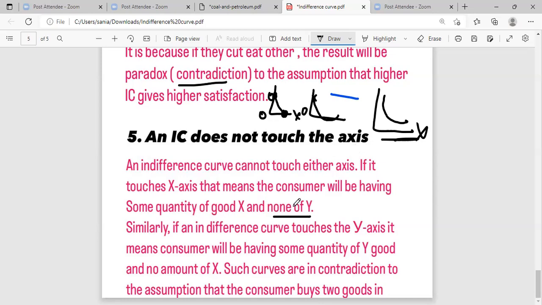If your indifference curve touches the x-axis, that means it is having some quantity of x but zero of y. But if it touches the y-axis, then it means some of y but zero of x. So such curves are in contradiction to the assumption that the consumer consumes the two goods in different ratios. Clear?